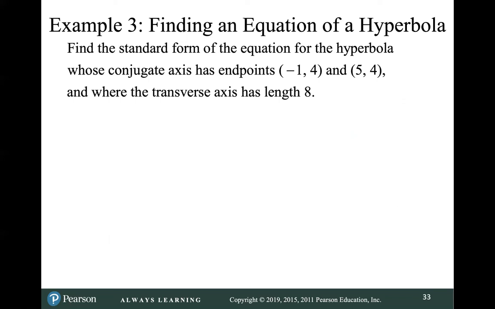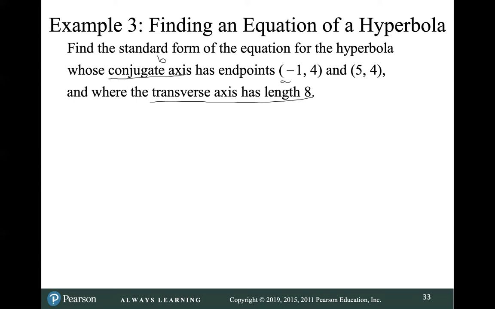We'd like to find the standard form of the equation for the hyperbola whose conjugate axis, the smaller one, that's B, has endpoints at (-1, 4) and (5, 4), and the transverse axis, that's the one with an A, has a length of 8.